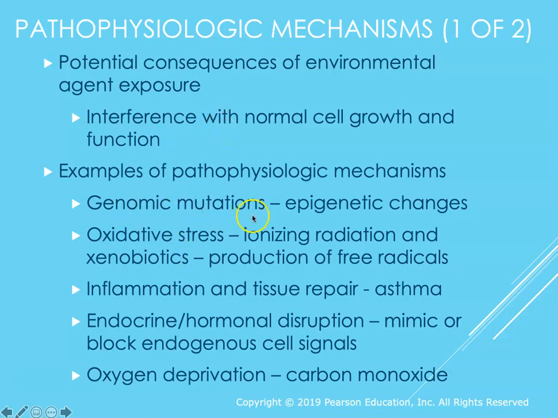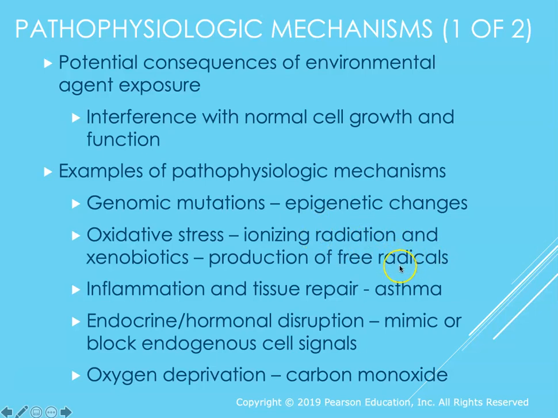Some examples of these mechanisms: genetic mutations. Remember, I already mentioned that there are chemical agents in the environment that can lead to epigenetic changes. There's also a term called oxidative stress, which we'll talk about further at another point in the semester. Things like ionizing radiation or other chemical agents like xenobiotics can cause cells to produce free radicals. Those free radicals are reactive oxygen species.